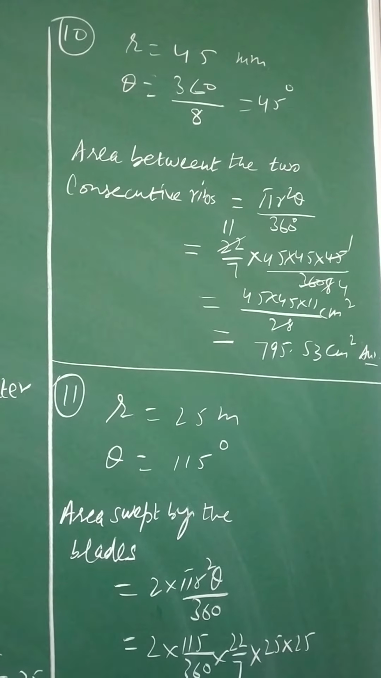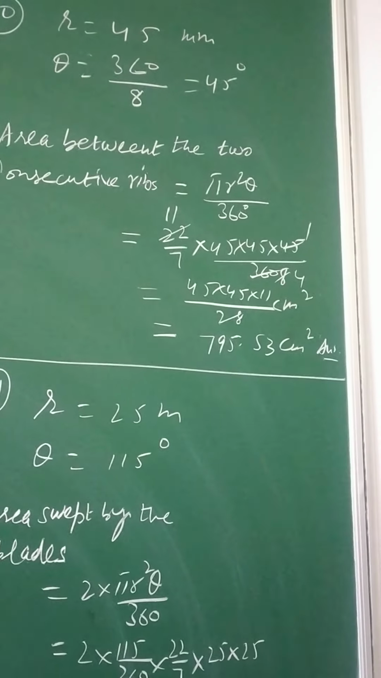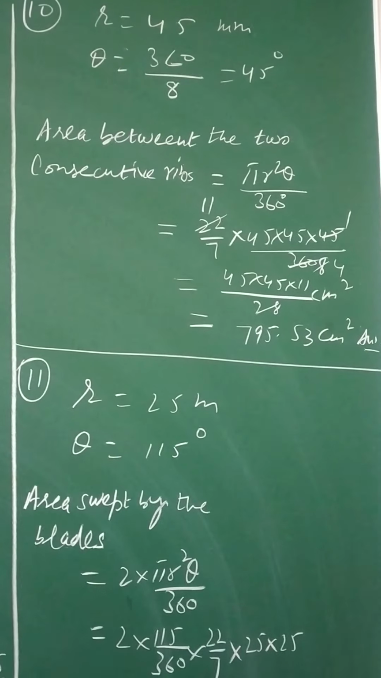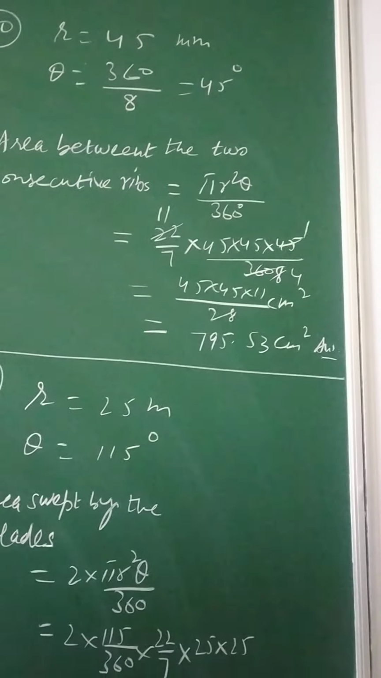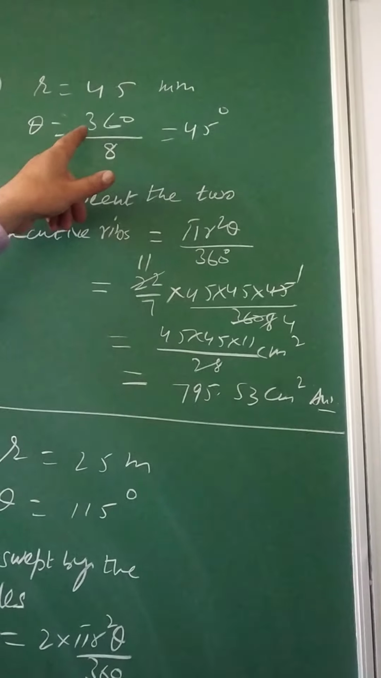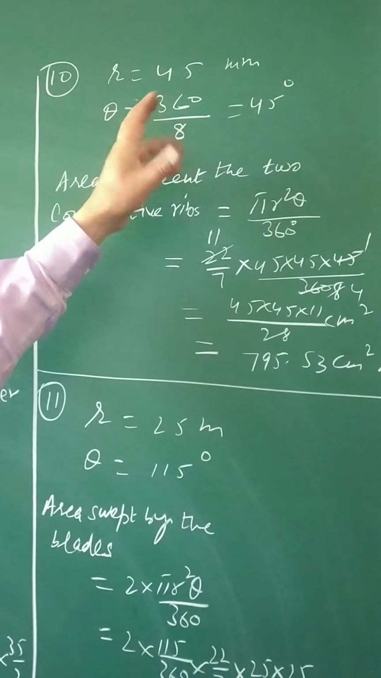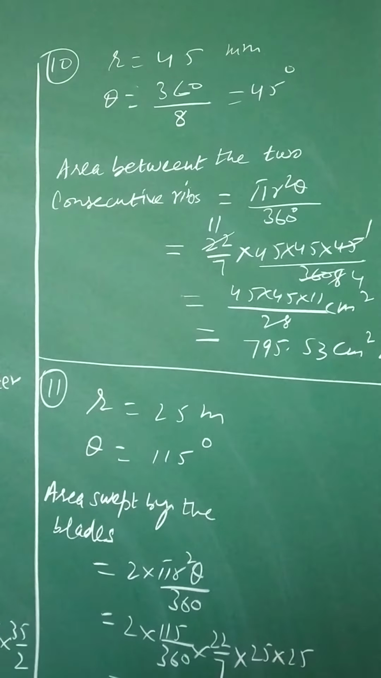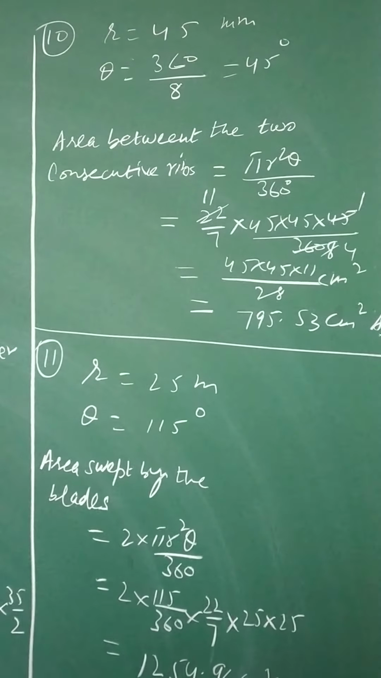Two consecutive ribs form a sector in which your radius is 45, but you need to see theta at the center. Now 8 parts are there and one complete angle is 360 degrees divided by 8, because 8 ribs are there, so each angle at the center out of those 8 will measure 45 degrees.